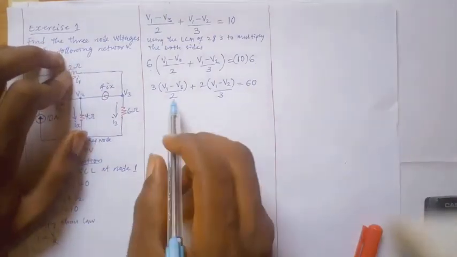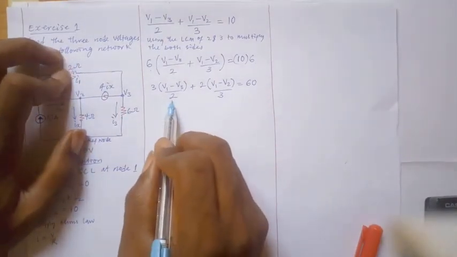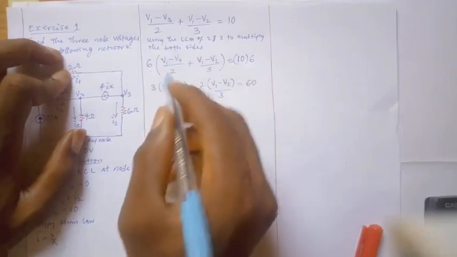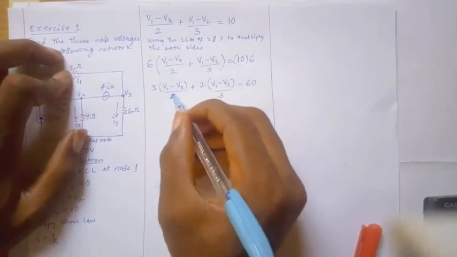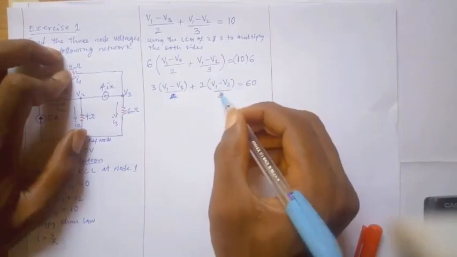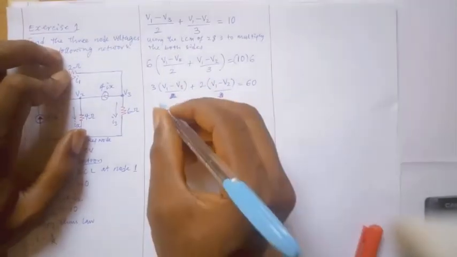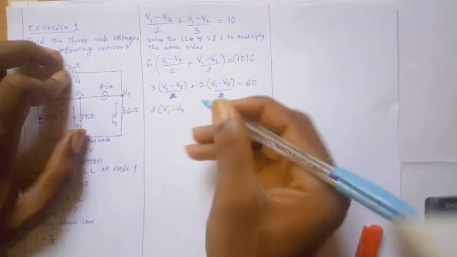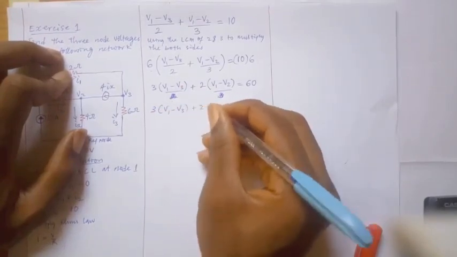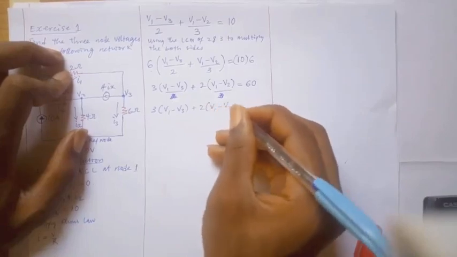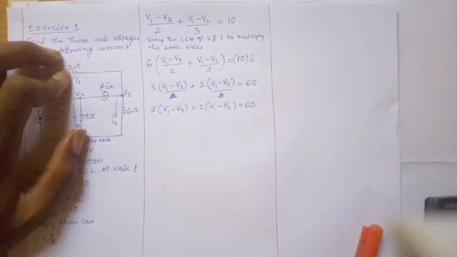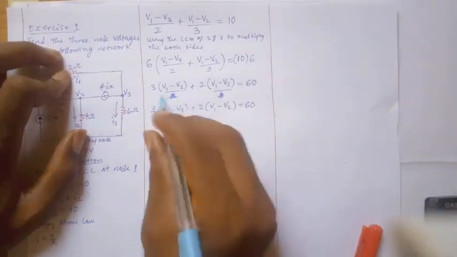Now let's start. We are not supposed to write these 2 here. Okay, let's cancel it because we've used it already. Sorry for that. Let me rewrite it. So 3(V1 minus V3) plus 2(V1 minus V2) equal to 60. So it should be like this, not like this.